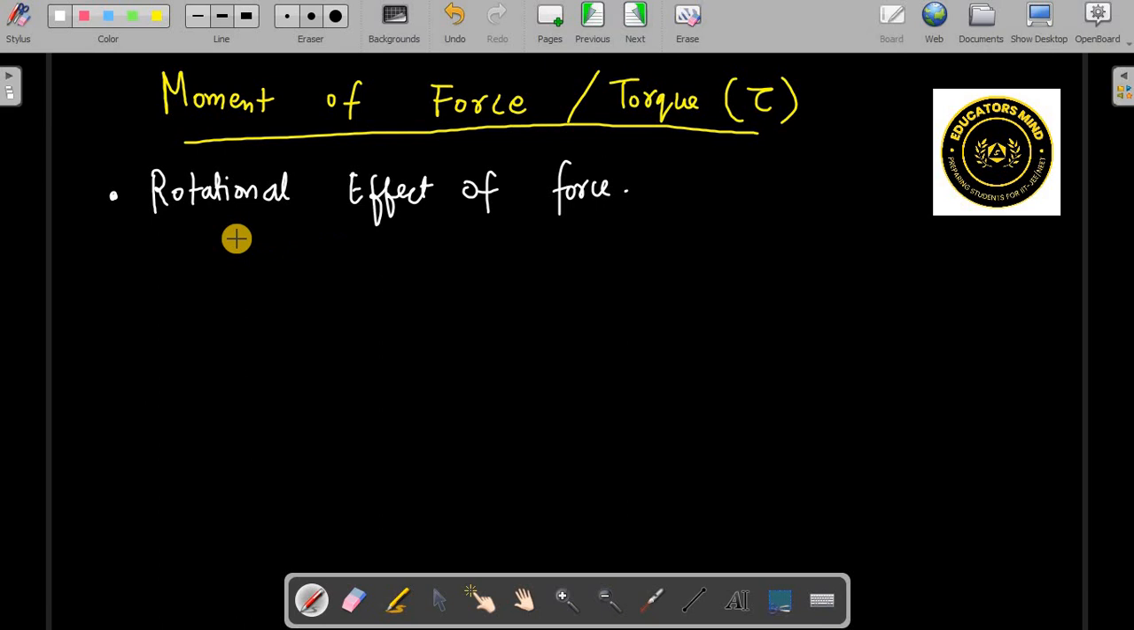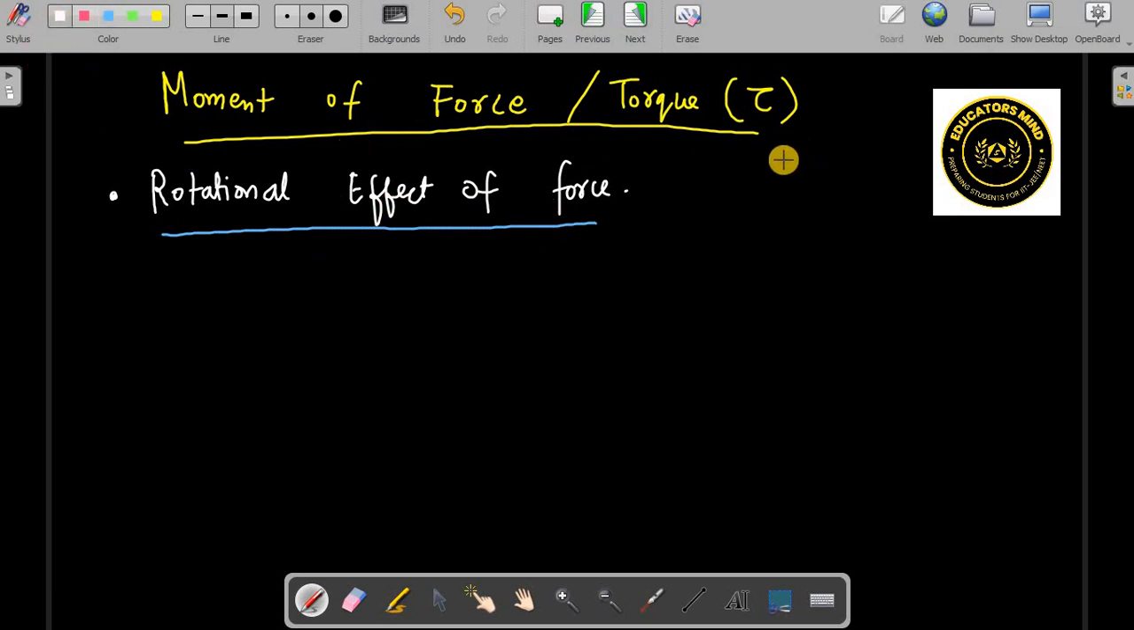Force can produce different types of effect. Force can change the velocity, the direction, the speed, force can stop a body, force can make a body move, force can do many other effects. Force can change the shape, force can change the size. And there is the rotational effect, which means force can change the rotational speed or rotational velocity. Okay, so how do we measure the rotational effect of force?